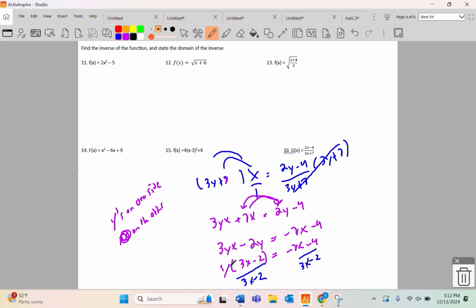So I counteracted the understood multiplication with division. And this is my inverse, kids, because now it's y equals. So let me put in the correct notation. And ta-da, she is done.